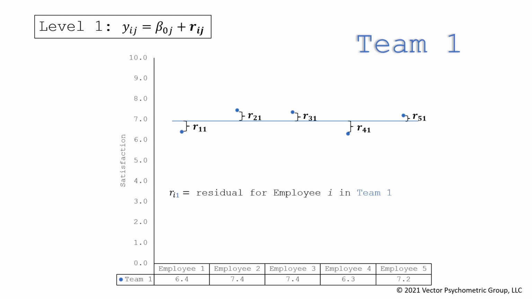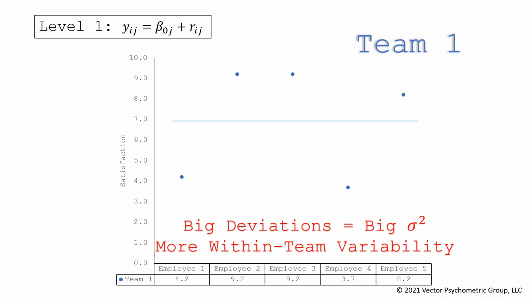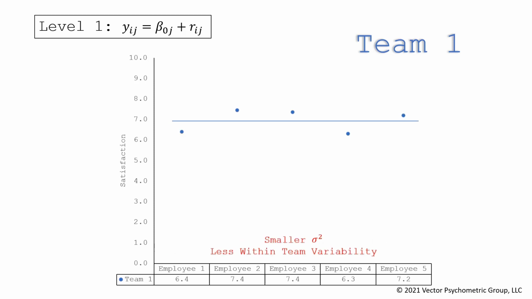Last, but certainly not least, we can visualize residuals by examining the differences between each employee's observed score and the team-specific average. Smaller deviations around the team mean result in a smaller sigma squared, or level 1 variance. This indicates less within-team variability around the group mean. Bigger deviations around the team mean result in a larger sigma squared, or level 1 variance, indicating more within-team variability. Again, small, big.